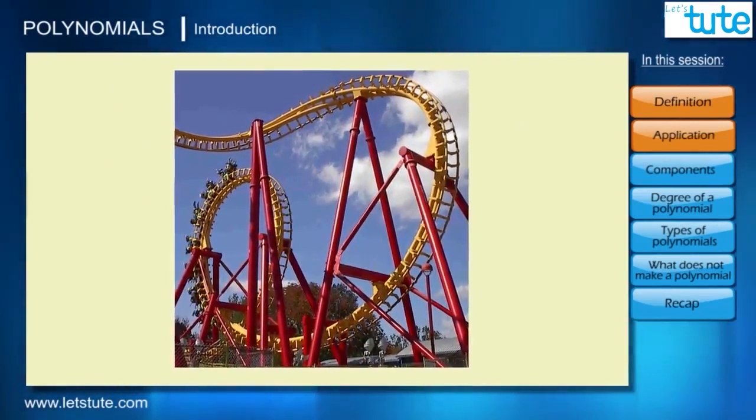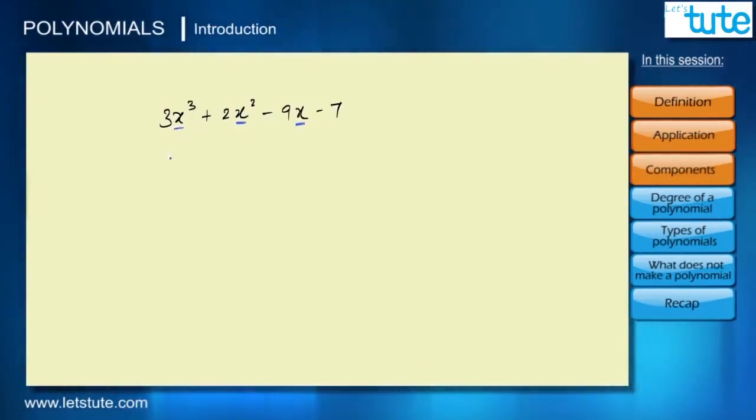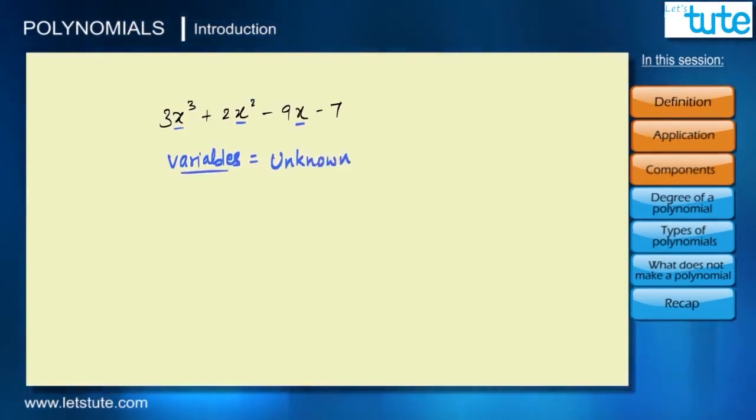But first, let us see what the real components of a polynomial are. Let us again take the same example. So these letters that we see over here, like x, are called variables. And why do we call them variables? Because we don't know their value. So instead of x, there could have been y, z, or anything that you would want to label it as.